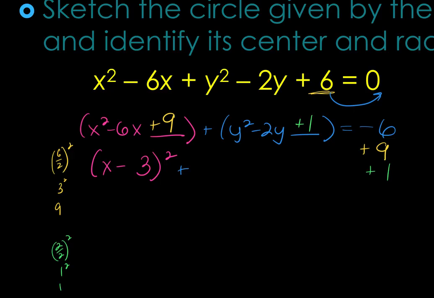Then repeat it for the y's. Square root the first term, square root the last term, take the sign from the middle, put it in parentheses and square it. And then on the other side of the equal sign, I'm going to combine those together. So negative 6 plus 10, which gives me positive 4.